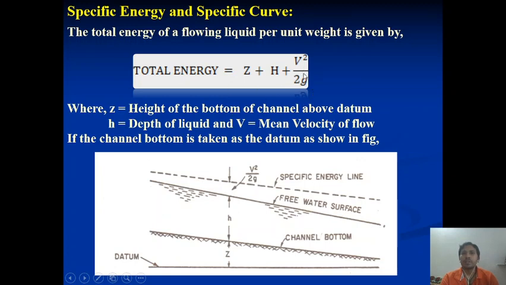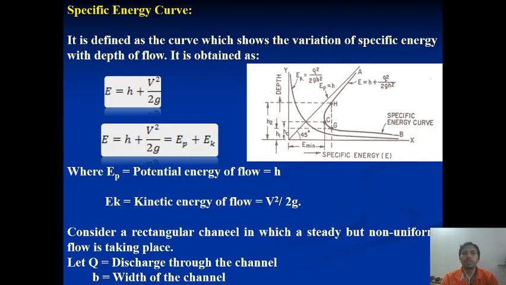The summation of these three heads in the channel is what we consider the total energy in the channel. We can understand this total energy with the help of the specific energy curve. In every channel we have a specific energy curve, where we plot the depth of the water versus the specific energy. Here, on the vertical y-axis we take the depth of the water in the channel, and on the x-axis we take the specific energy. This we can show with the relation EP = H, where EP is the potential energy and H is the depth of the water.